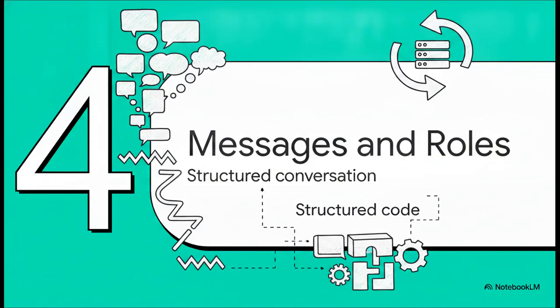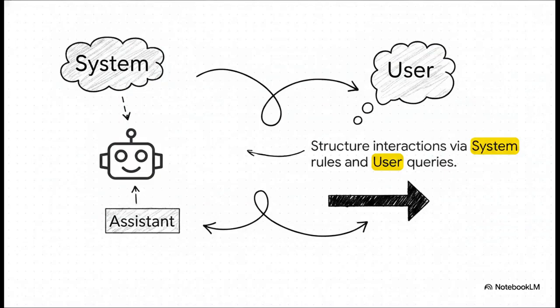Okay, Section 4, Structuring Messages and Roles. So now that we have these pristine, dynamic templates, we need to look at how the code actually formats the conversation. In modern AI development, you don't just send over a single massive block of text. API payloads actually expect an array of structured message objects, which are separated into distinct roles.